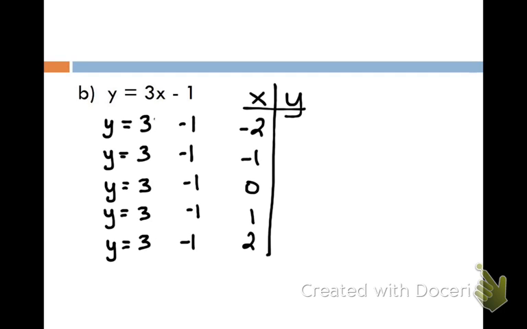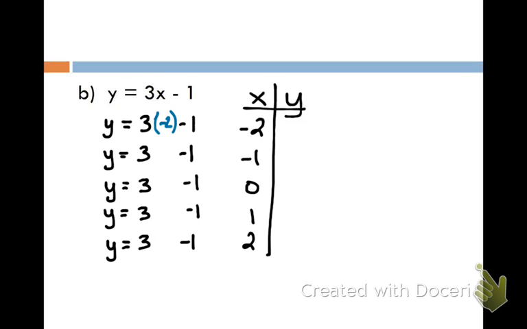Excellent. So at first it said 3x minus 1. What does it mean when I have a number right next to a variable? What sign do I have to do? You have to multiply, okay? So I'm not going to put an x there telling me to multiply. So what am I going to do to tell me that I need to multiply 3 times negative 2? Parentheses. So let's go ahead and put that in parentheses. 3 times negative 2.